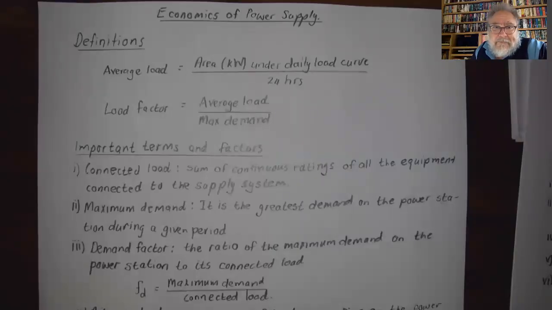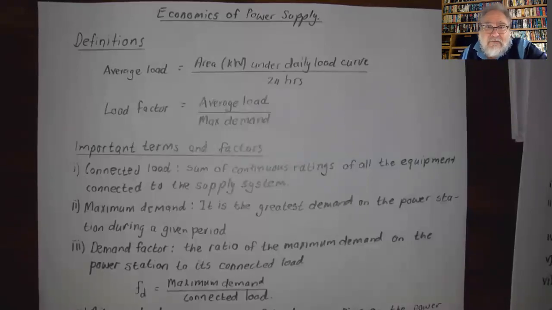Good morning. Today we are going to look at the economics of power supply. First of all, a few definitions. The average load is equal to the area under the daily load curve divided by 24 hours. The load factor is the average load divided by the maximum demand.